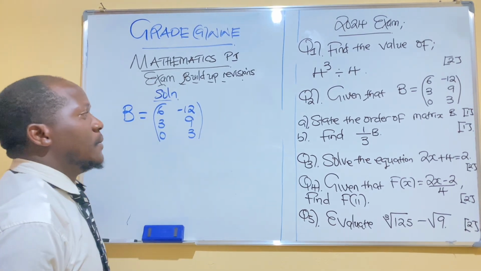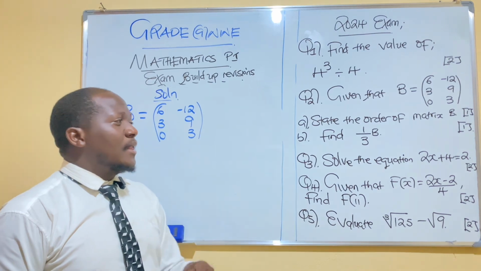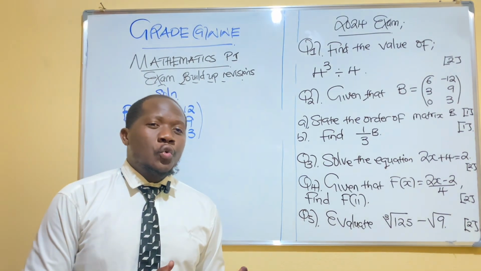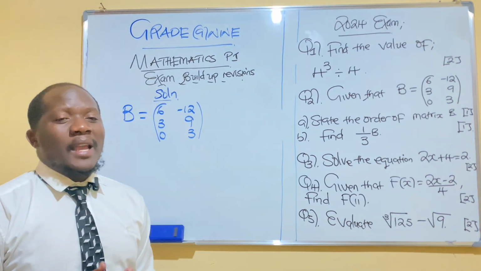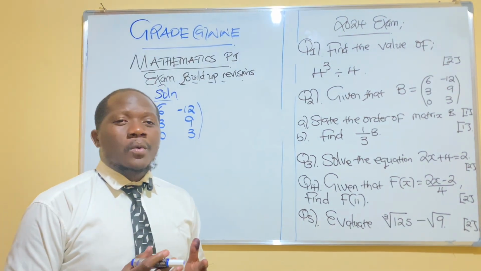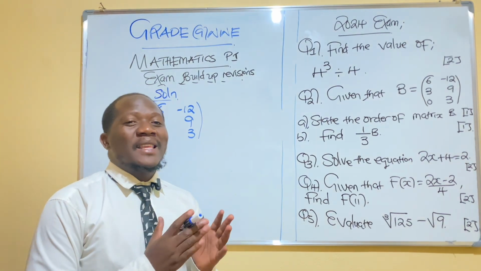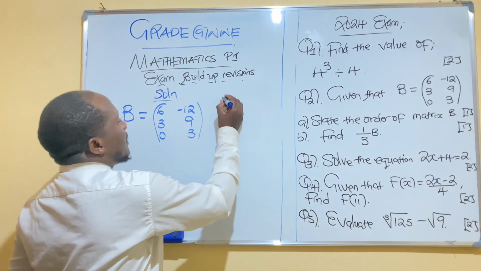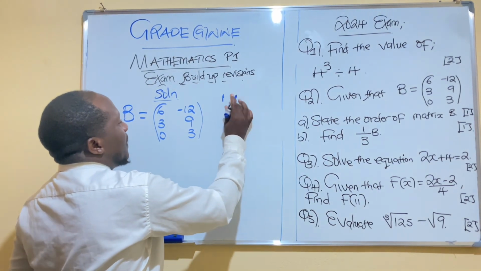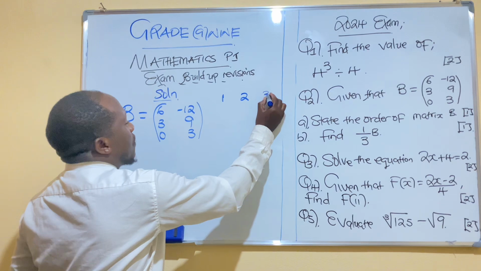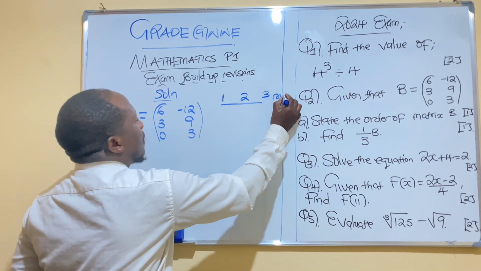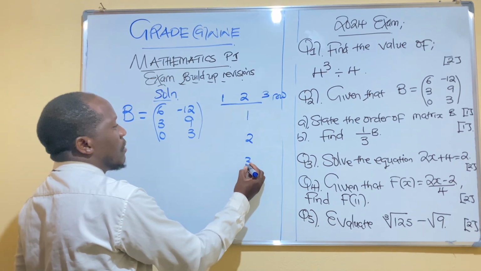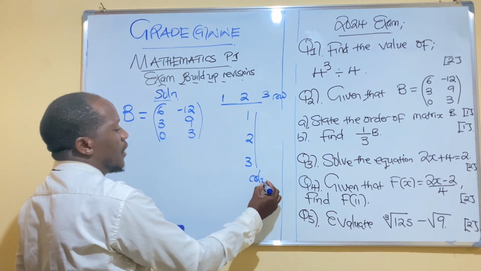On the first part, it says state the order of matrix B. A matrix is arranged in 2 ways. There is a row, then there is a column. When we talk about the row, this is the arrangement of numbers in the same line, starting from the left going to the right. So if we have, let's say, 1, a space, then 2, another space, then 3, this arrangement is what we call a row. Then if we have 1, then 2, then 3 stacked, this arrangement is what we call a column.